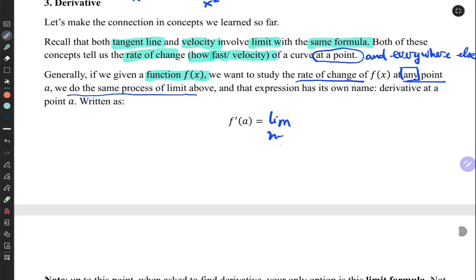The limit as h approaches 0 of the difference quotient, f of a plus h minus f of a, divided by h. That limit of the difference quotient is written like this. This has a specific name, derivative. And that is the true definition of derivative.